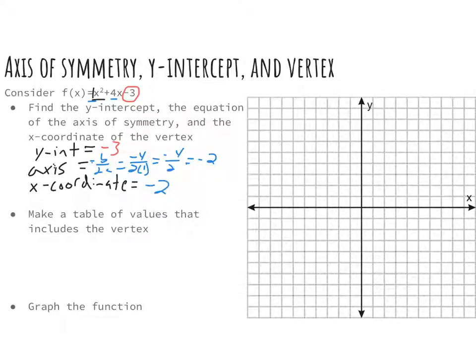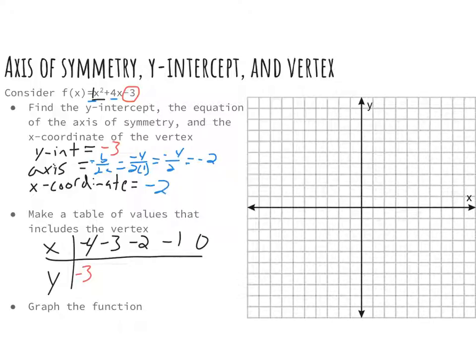So now we're going to make a table of values that includes my vertex. We usually say that you need 5 points to make a parabola. So the x-coordinate of my vertex is going to go in the middle, so that goes negative 2. What I need to do is pick 2 numbers that are bigger and 2 numbers that are smaller. And I need to plug all 5 of these into the equation, get y values, plot the points, and graph it. So if I plug in negative 4 into my equation, negative 4 squared plus 4 times negative 4 minus 3, I would get negative 3.